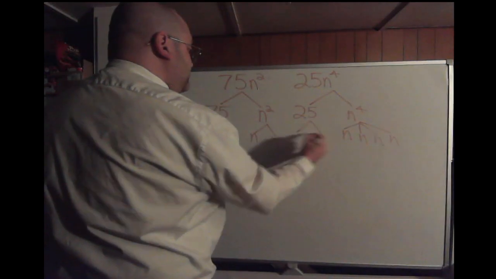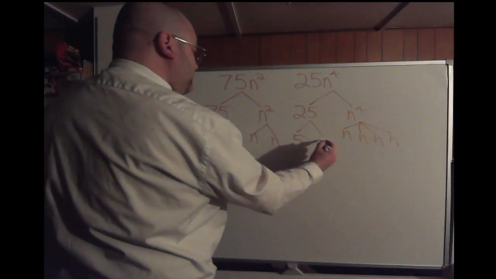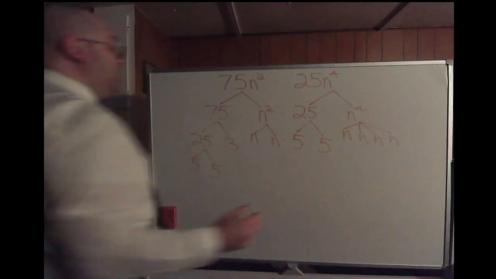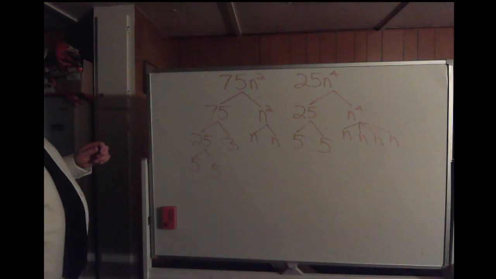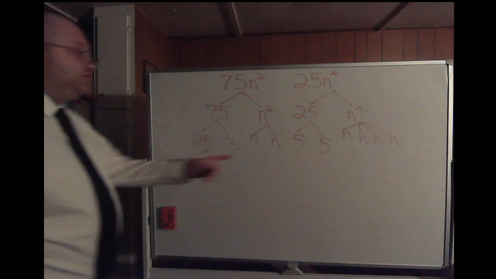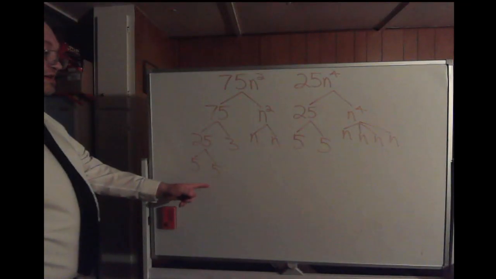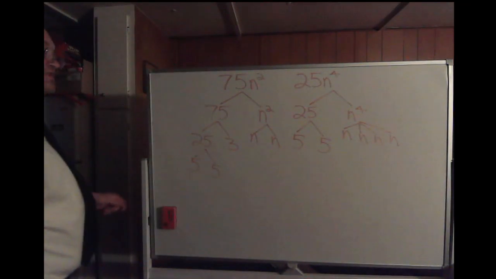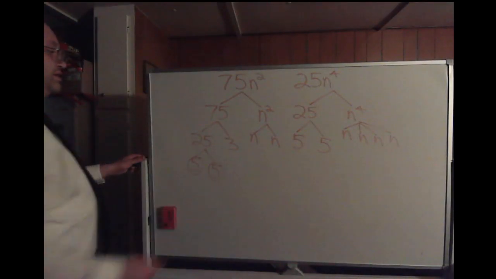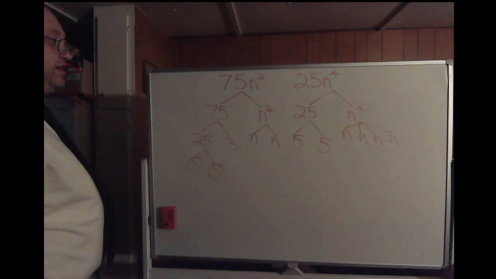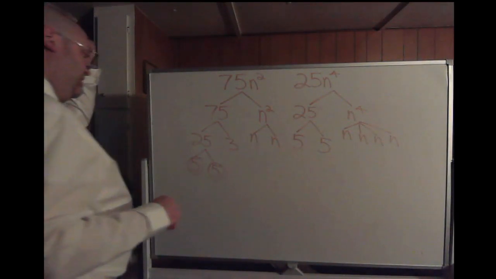25 breaks down into 5 times 5. Bit of a doozy, but let's look for what they have in common here. They both appear to have two 5s in common. If you're looking at this, they both have two 5s in common, so pick one set of two 5s and circle them. You leave the other ones out.